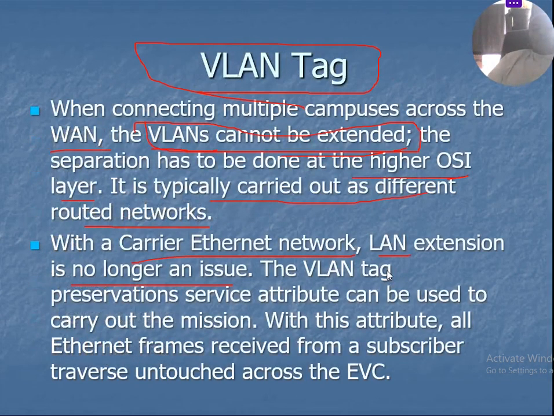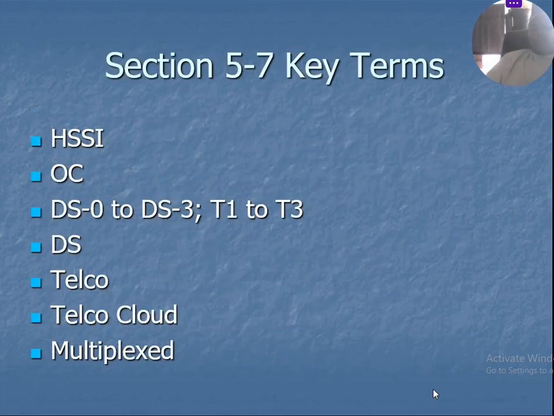With this attribute, all the Ethernet frames received from a subscriber will traverse the EVC, the Ethernet virtual connection. They will be able to go through. So with this, we've come to the end of this.